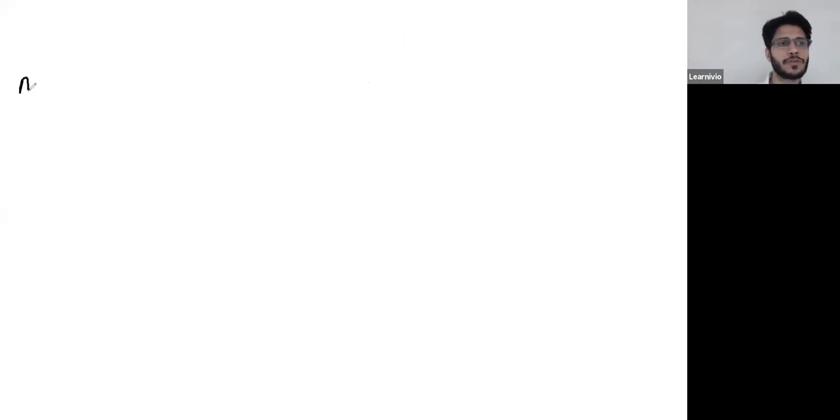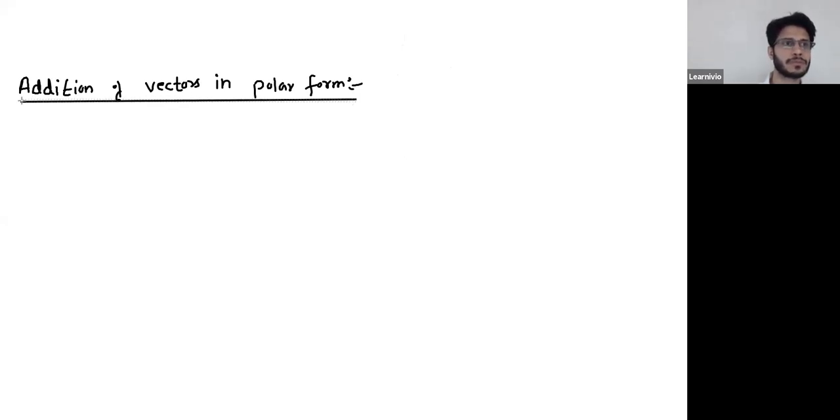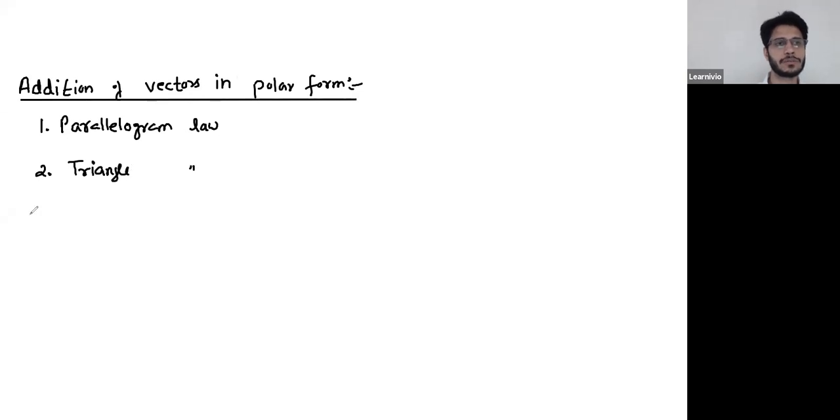The next topic is addition and subtraction of vectors in polar form. Let's start with addition. To add vectors in polar form, we can use one of three methods: either the parallelogram law, or the triangle law, or the polygon law. We can use any of these three laws to add vectors in polar form. Just note it down.